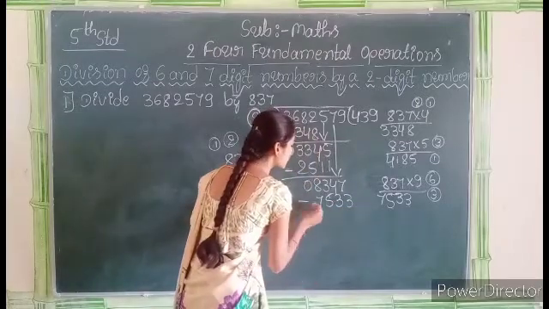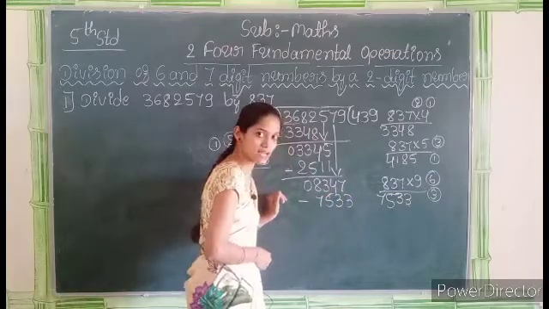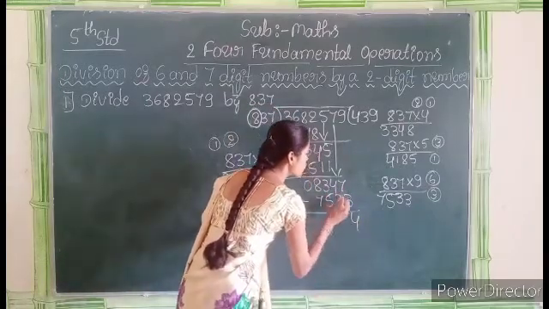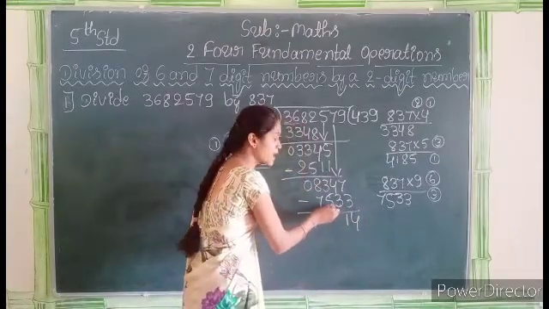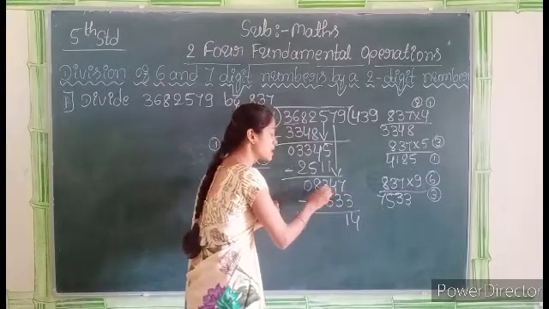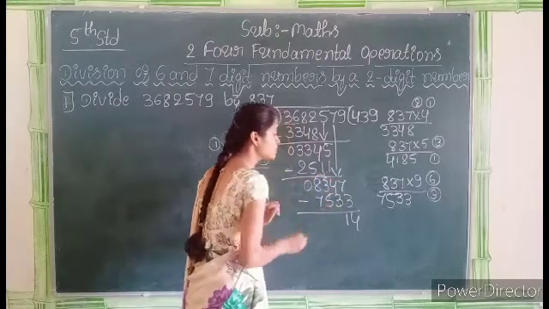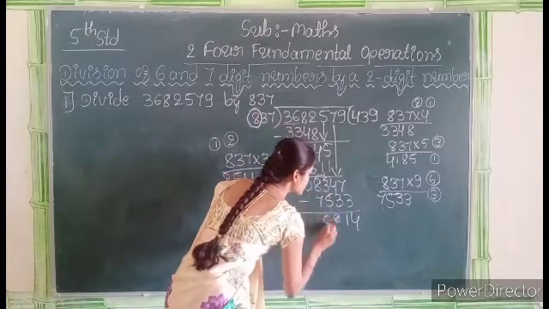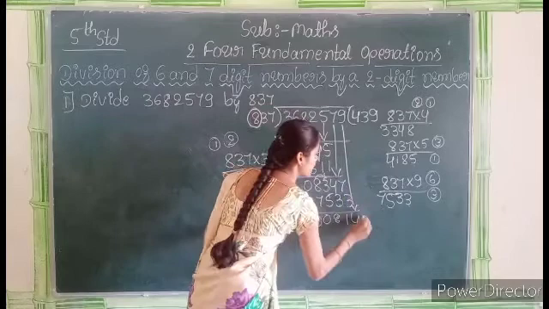7533. We have to subtract 7533 from this 8347. 7 minus 3, 4. 4 minus 3, 1. 3 minus 5. We cannot subtract 5 from this 3 because 5 is greater than this 3. That's why we have to take borrow from this 8. 13 minus 5, that is 8. 7 minus 7, 0, 0. Now we have to bring down this 9.